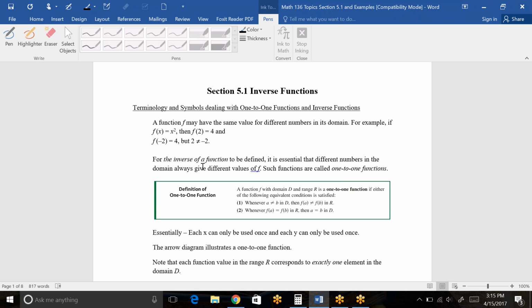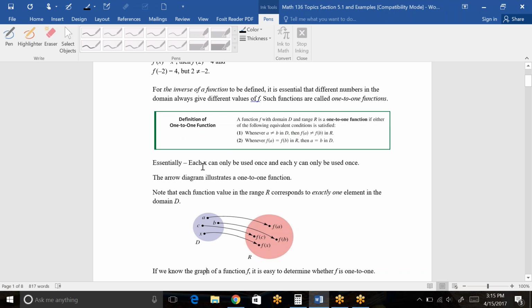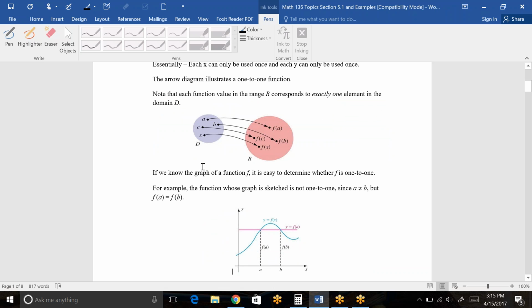For a function to be what we call one-to-one, each x can only be used once and each y has to be tied to a specific singular x. So in other words, you can't have the case where negative 2 and 2 both get squared and equal 4. So for a function to have an inverse, it has to be one-to-one. In other words, each x and y are both unique. So each x can only be used once and each y can only be used once.